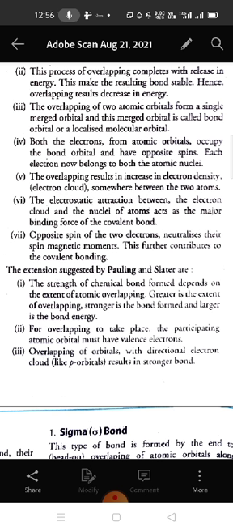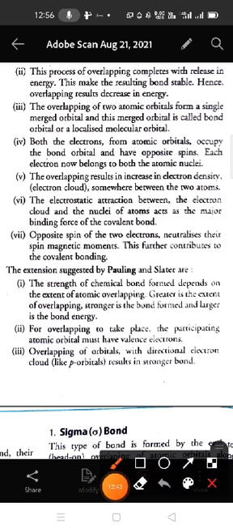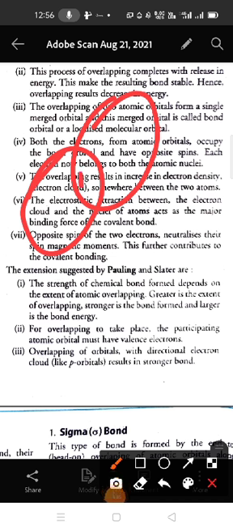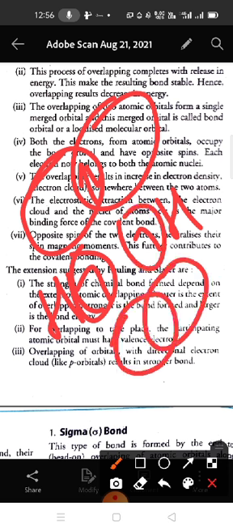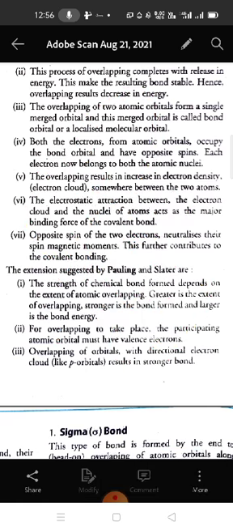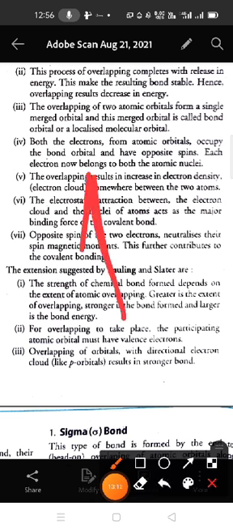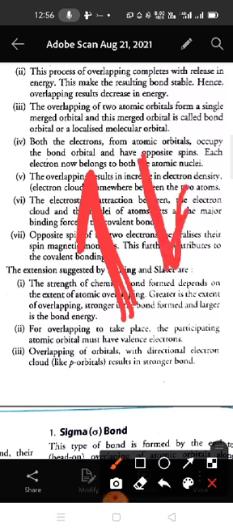Second is, for overlapping to take place, the participating atomic orbitals must have valence electrons. So both must have valence electrons. You can see there is one valence electron in the H atom, and another H atom also has one valence electron. When they overlap together, they will form a covalent bond. Third one is overlapping of orbitals with directional electron cloud, like p orbitals, results in a stronger bond. So these are the directional. This is plus half, or you can say the clockwise direction, and this is the anti-clockwise direction.